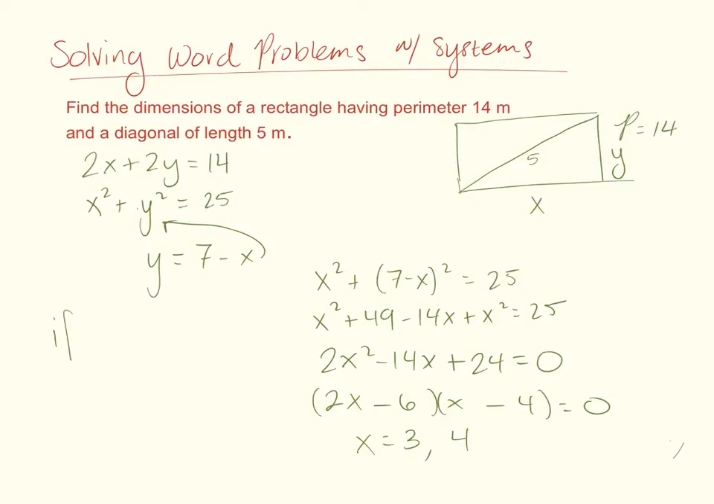And if we plug that back in, if x equals 3, using this equation up here, y is equal to 7 minus 3, which is 4. And if x equals 4, y equals 7 minus 4, which is 3. So my dimensions are 3 meters by 4 meters.